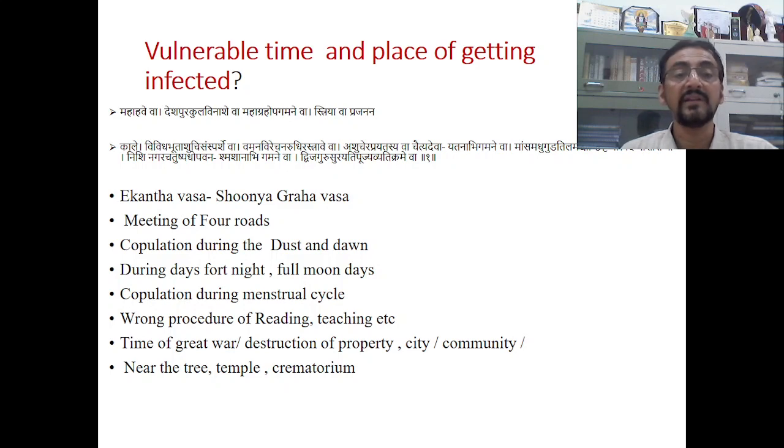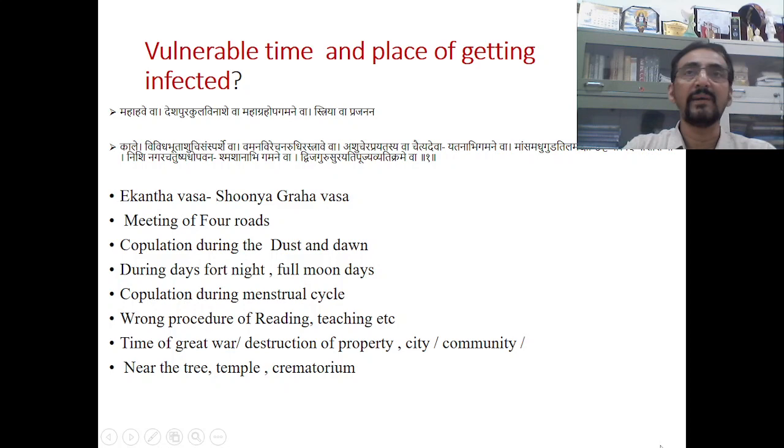And near the tree, near the temple, near the crematorium, suppose we are standing near the tree or temple, because these are the areas where the maximum people come. There will be a fluctuation of crowd. A lot of people gather together, so in such areas there is always a chance of getting infection. So I will beautifully explain all such places where there is even the minutest chance of getting infection.